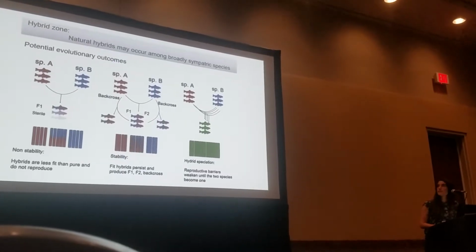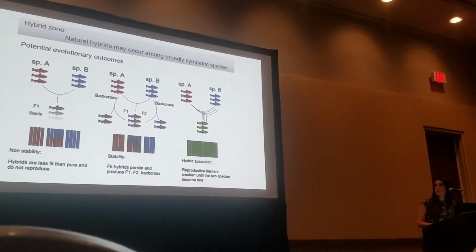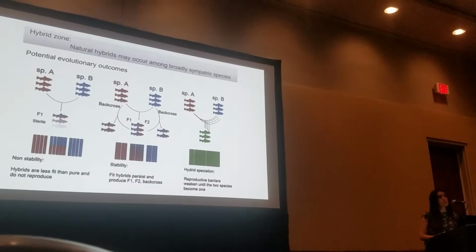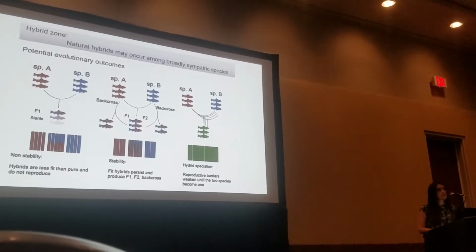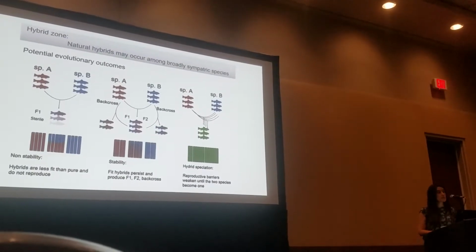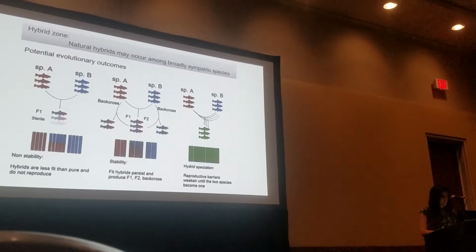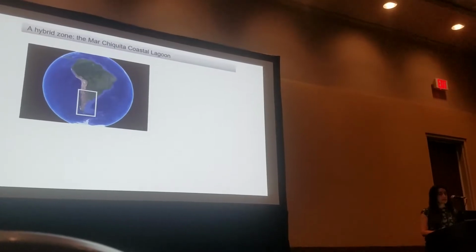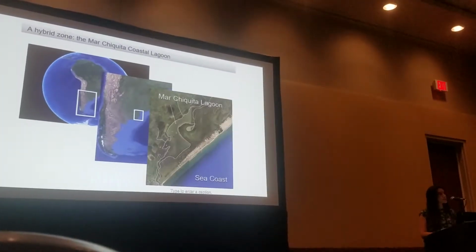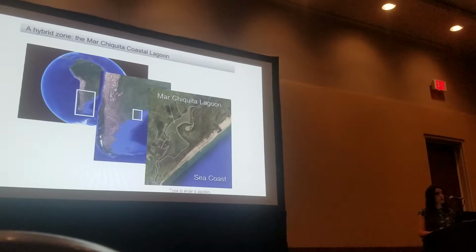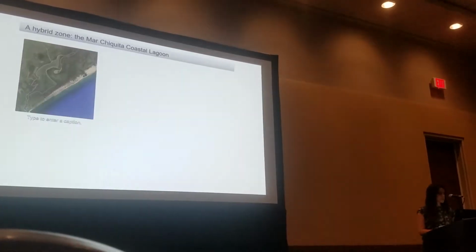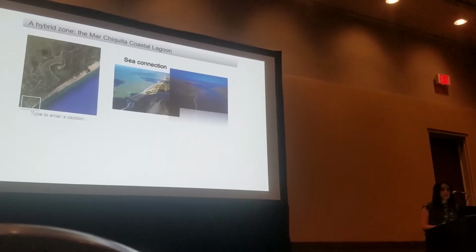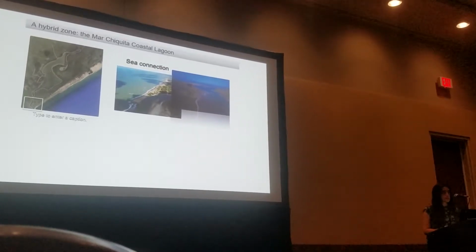The last scenario is when the reproductive barriers are weakening and the two species become one. This is called hybrid speciation. Our hybrid zone is in South America, in Argentina, very close to the sea, and is a lagoon called Mar Chiquita. This lagoon has a sea connection, but also has a lot of freshwater rivers that flow inside.